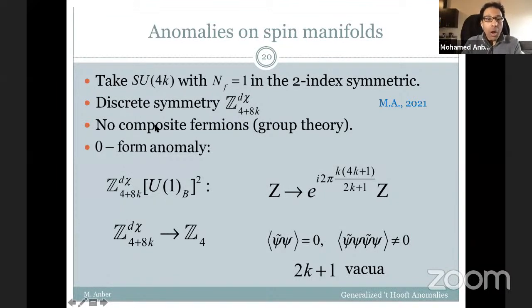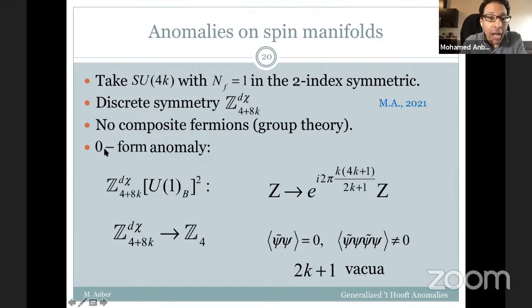First of all, one can show that the theory does not admit fermions. This is because of group theory reasons. The theory has only bosonic states. So there is no way you can match the 't Hooft anomalies in this theory by composite fermions in the IR.